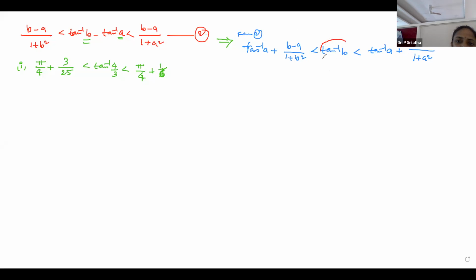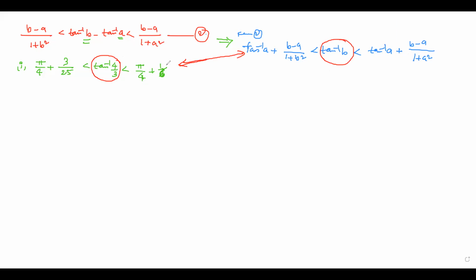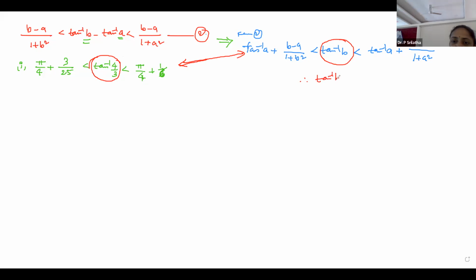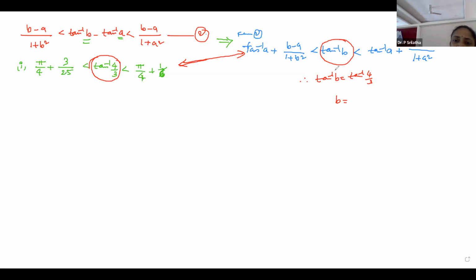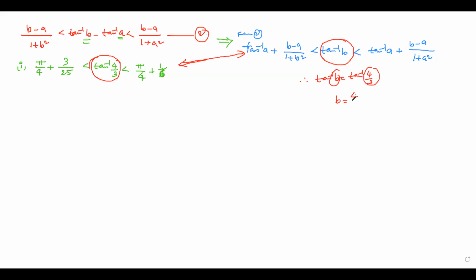In between we are having tan inverse B, right? So compare these two equations. Compare this deduction with the main equation. Now tell me, what is tan inverse B? Tan inverse 4 by 3. So from this, tan inverse B is equal to tan inverse 4 by 3. Now what is the B value? B is 4 by 3.